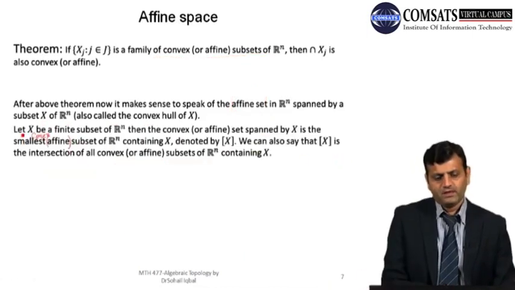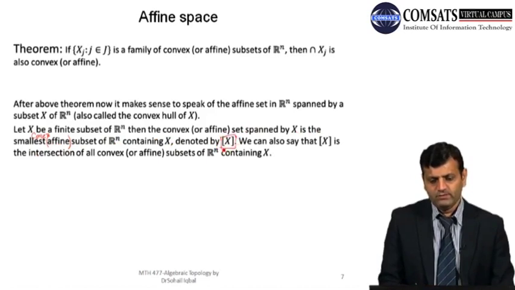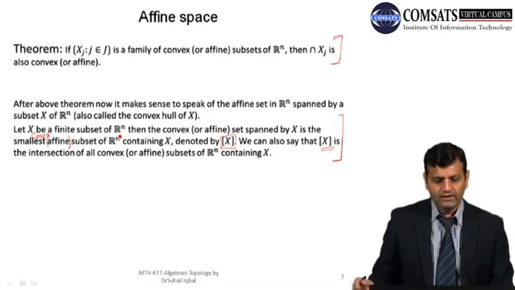So formally speaking, let X be a finite subset of Rn. Then the convex or affine set spanned by X is the smallest convex or affine subset of Rn containing X. We denote this by the square bracket X. We can also say that the square bracket X is the intersection of all convex or affine subsets of Rn containing X. So that's exactly the idea, and we are basically using this theorem to define the convex set or affine set spanned by some collection of finite points of Rn.